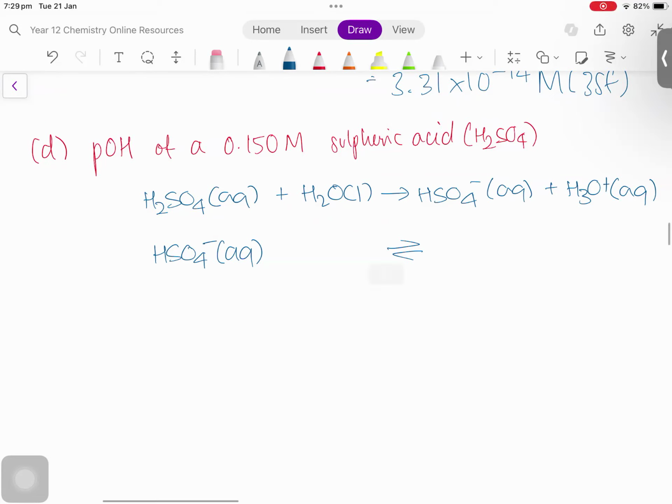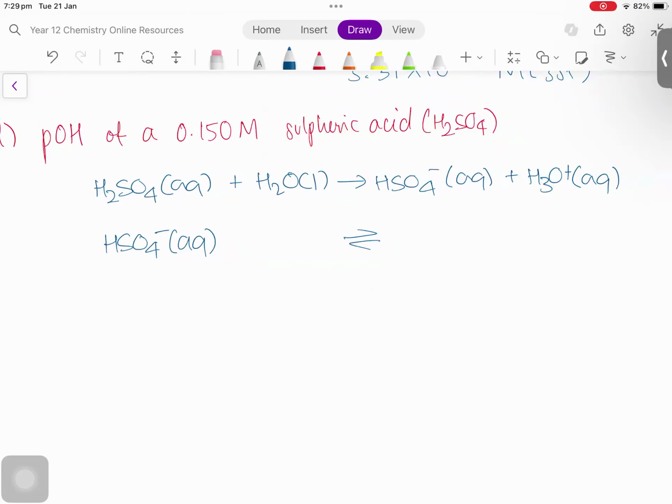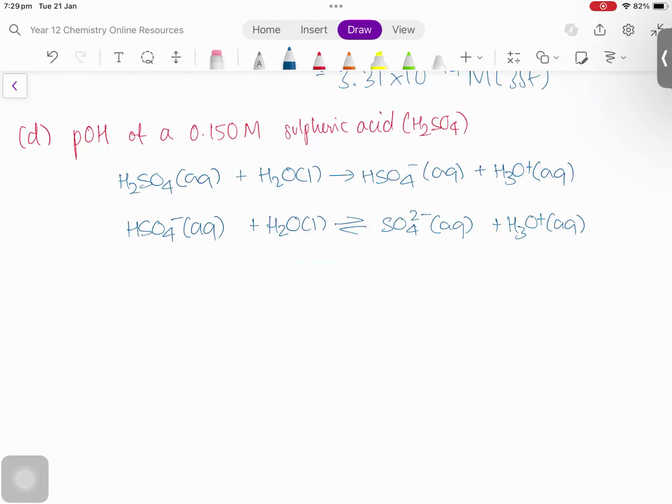Lauren, help me out with the second equation. Where do I go from here? Plus H2O liquid. SO4 2 minus aqueous plus H3O plus aqueous. Thank you. Now, guys, the issue of this is this.